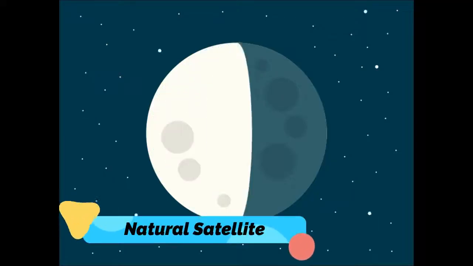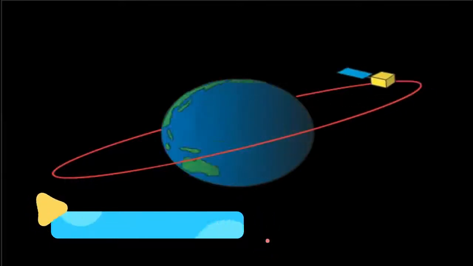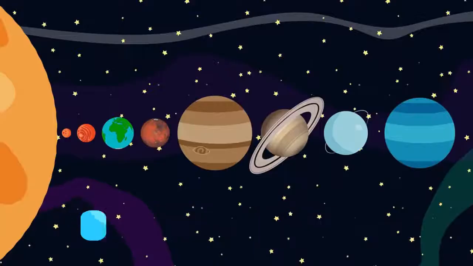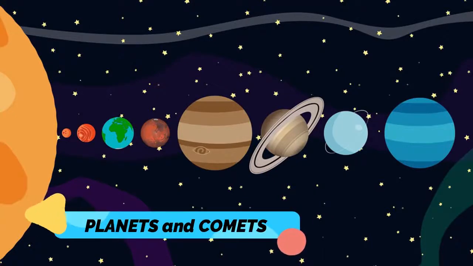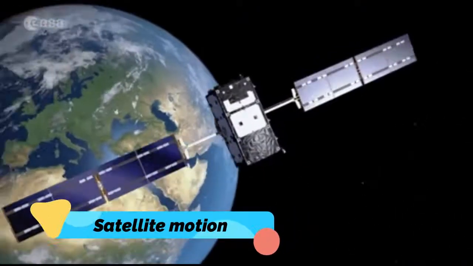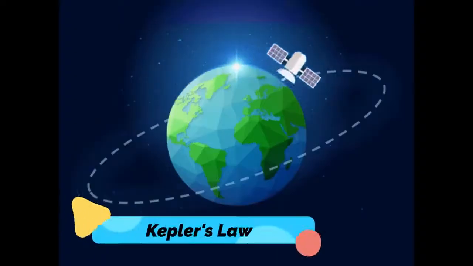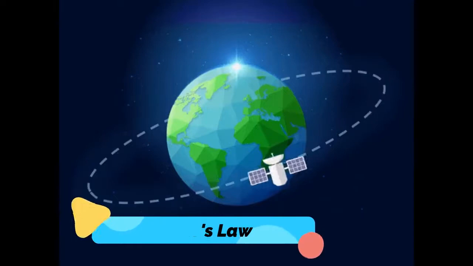Natural satellites and man-made satellites are the two types of satellites. Natural satellites include the Moon, planets, and comets. Satellite motion, like that of any projectile, is governed by Kepler's laws of orbital motion.